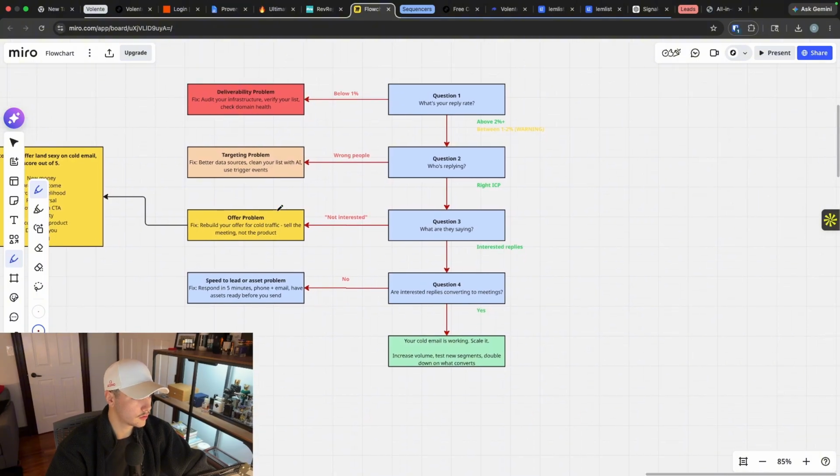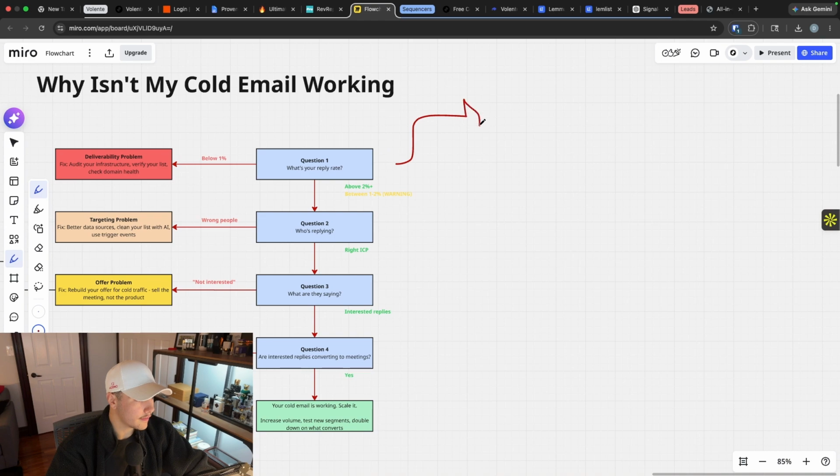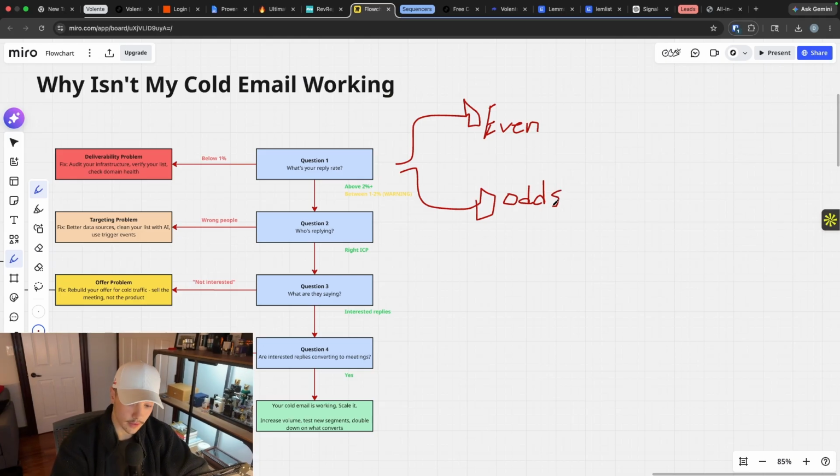A cool little trick I learned from someone else in the space is basically evens and odds. What evens and odds are is how you structure your actual email accounts. Let's say you have 100 inboxes, and three of those inboxes are attached to one domain. What we do is split those accounts into two segments. There's an even segment, which we run for the first 2 weeks of a month, and then we switch to the odds, or vice versa.